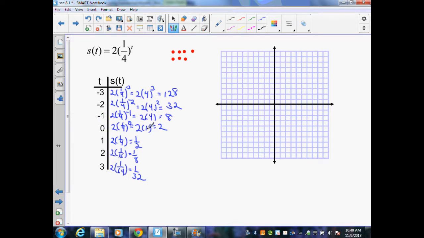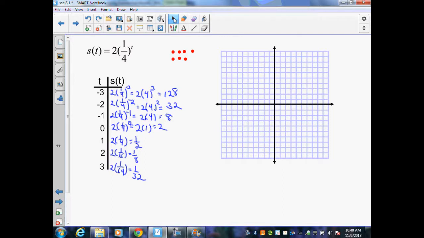Anything to the 0 power is 1. 2 times 1 is 2. When I use 1, that's 1/4 to the 1st power. 2 times a 4th is a half. 2 is going to be 1/4 squared, which is 1/16, times 2 is an 8th. And cubed is going to give me 1/64, times 2 is 1/32.